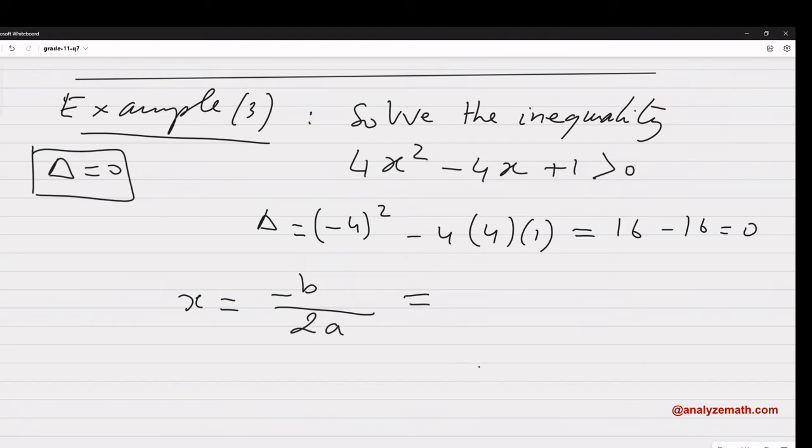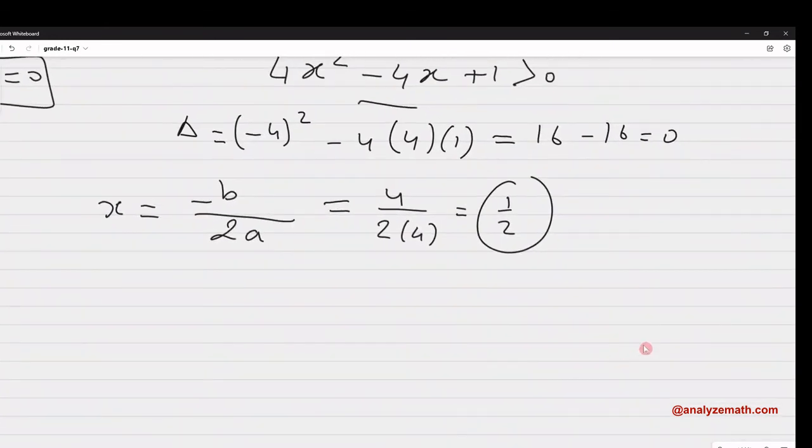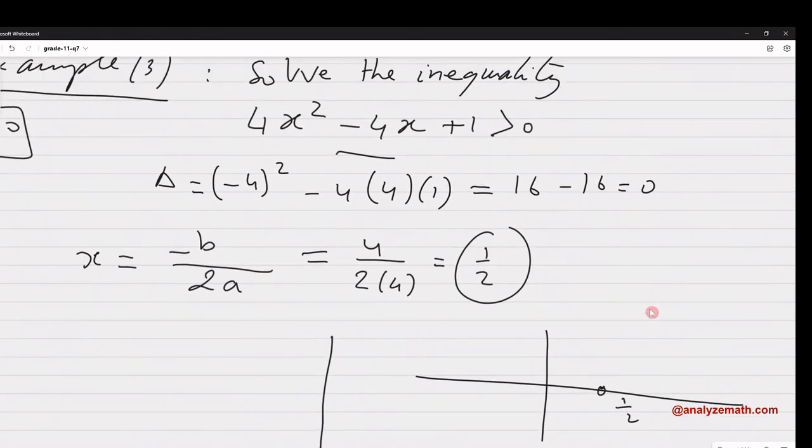Now, let's find the solution. b is minus 4, minus b gives me 4, over 2a, a is equal to 4. So that gives me 1/2. Now again, let's look at it graphically and algebraically. Graphically, what does it mean? It means that at x equal 1/2, the graph touches the x-axis, remember it's one solution.